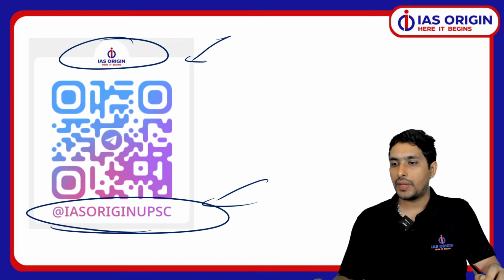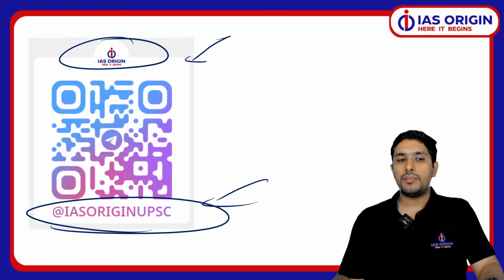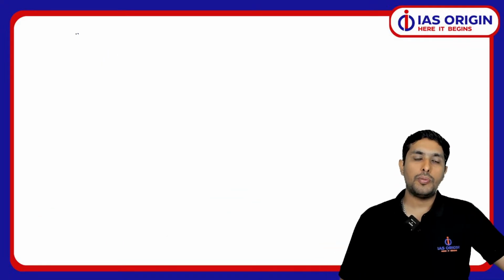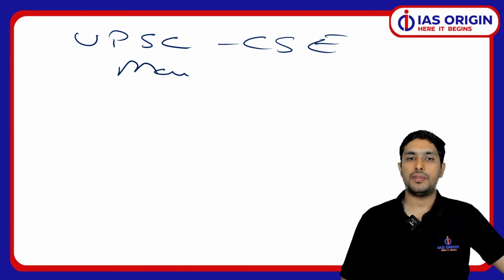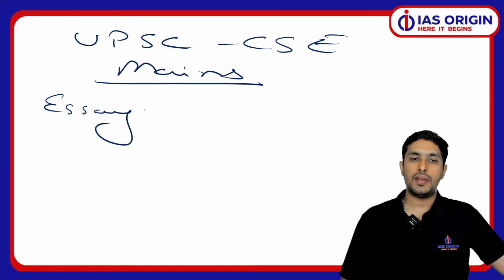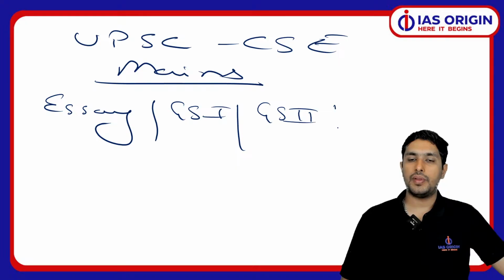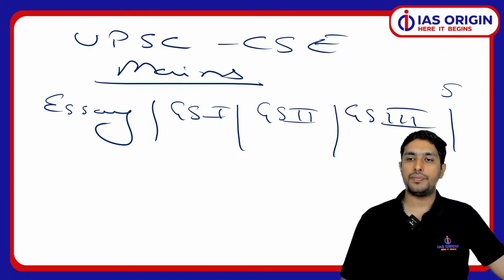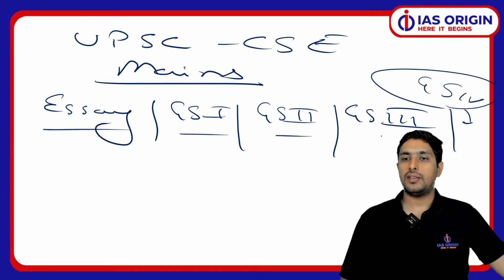UPSC mains pattern, please explain. I'll surely do that. Clear? Any other doubt? So when we talk about the UPSC Civil Services Examination mains, we have an essay paper, then GS paper 1, then GS paper 2, then GS paper 3, and then GS paper 4. So these are the papers.